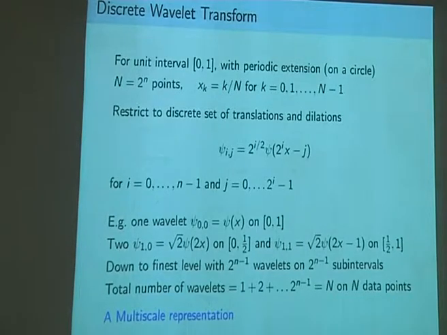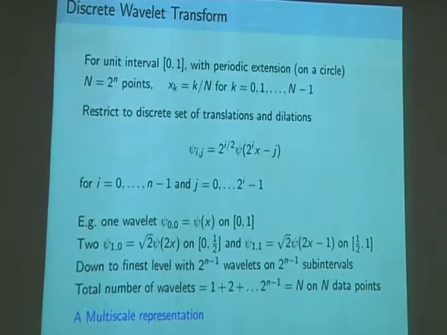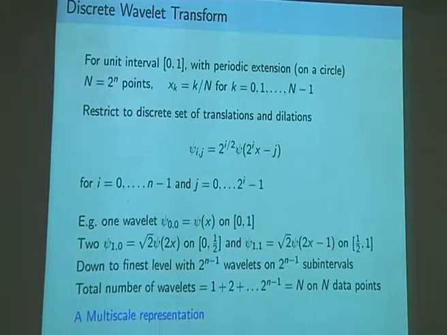And then we go down to the next one where there are 4 intervals. These will be the psi, i equals 2, the psi 2 modes, and there will be psi 2,0, 2,1, 2,2, 2,3. I have 4 of them dealing with the 4 quarter intervals. All the way down to the finest level, where there will be 2 to the power n minus 1 subintervals. So this is what's called a multi-scale representation. Big buzzword.